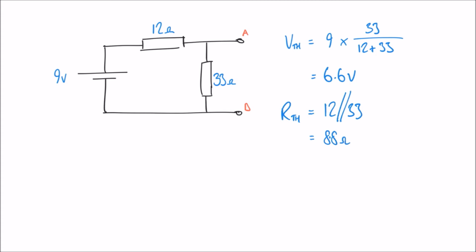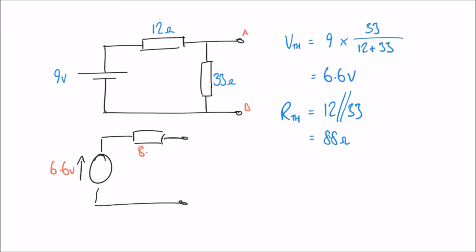8.8 ohms in parallel. And so finally, we have our equivalent circuit, which we can sketch very quickly. We can say that that consists of a constant voltage source and one resistor in series. And we've calculated those values, in this case, to be 6.6 volts as our Thevenin voltage there, and 8.8 ohms as our Thevenin resistance.